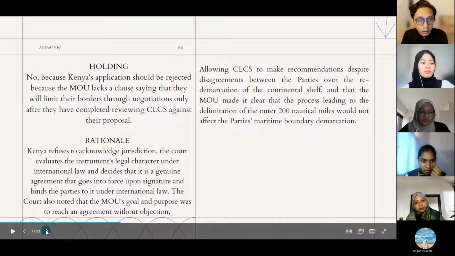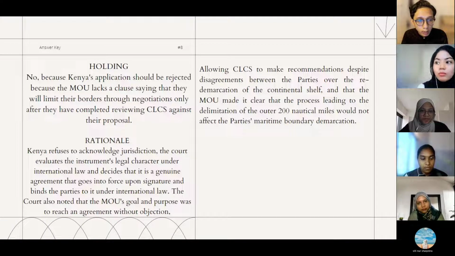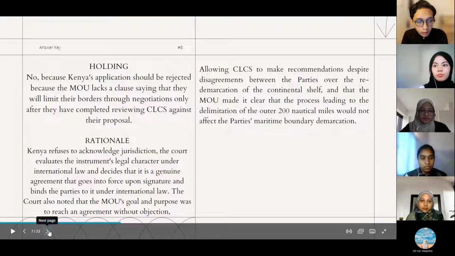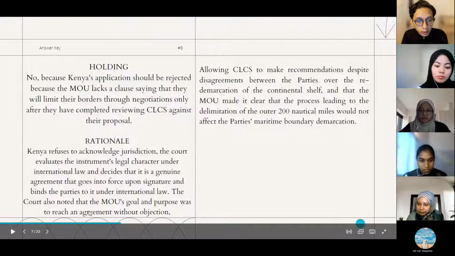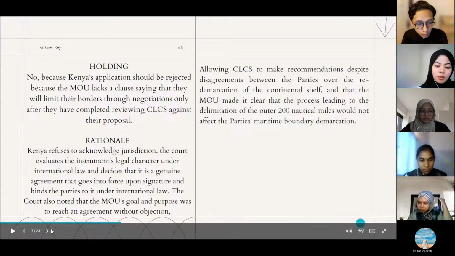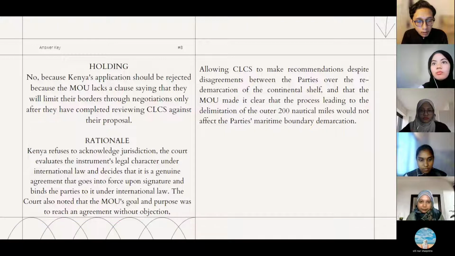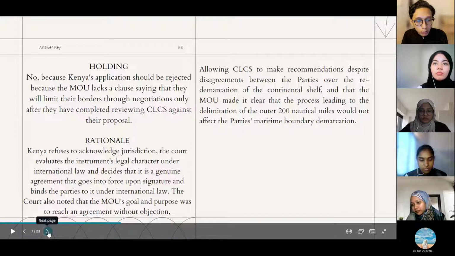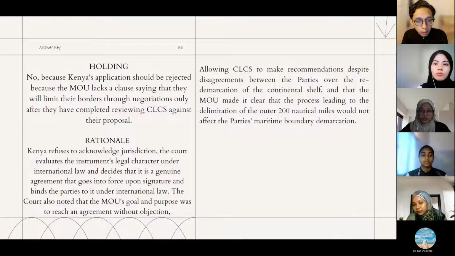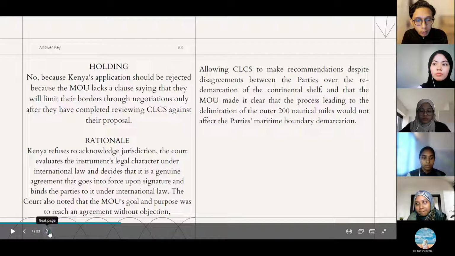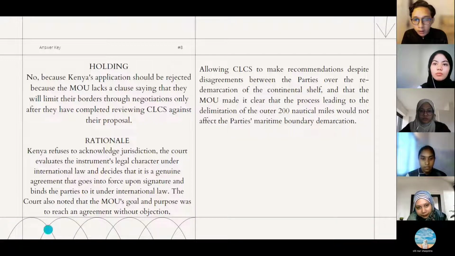For the holding, the answer is no, because Kenya's application should be rejected, as the MOU lacks a clause saying that they will delimit their border through negotiation only after they have completed reviewing the CLCS's response to their proposals. For the rationale, Kenya refused to acknowledge jurisdiction. The court evaluated the instrument's legal character under international law and decided that it is a genuine agreement that goes into force upon signature and binds the parties to it under international law. The court also noted the MOU's goal and purpose was to reach an agreement without objection.